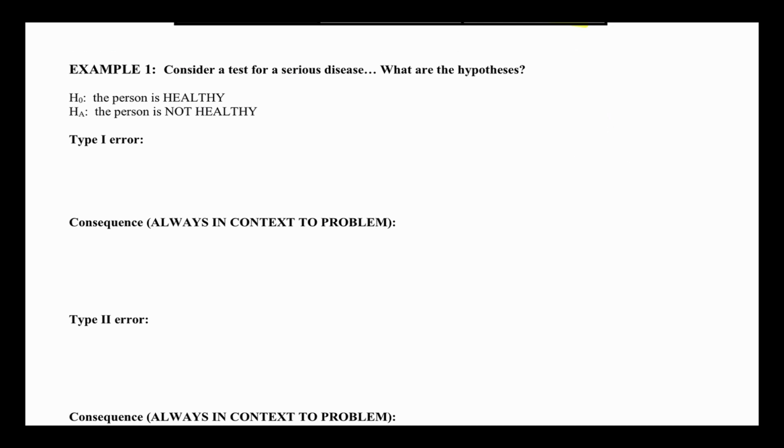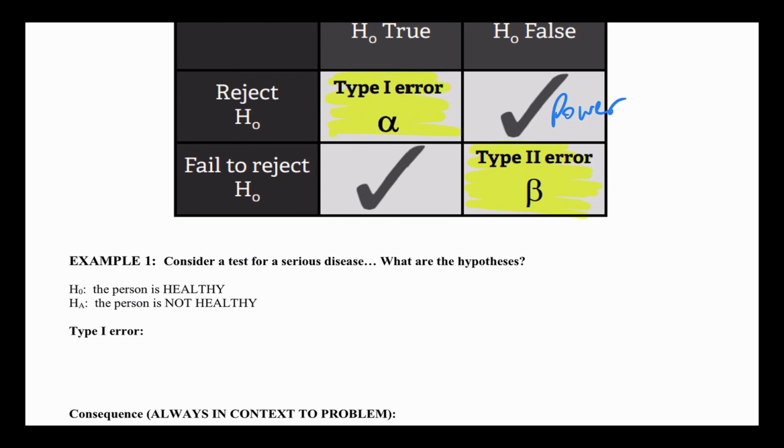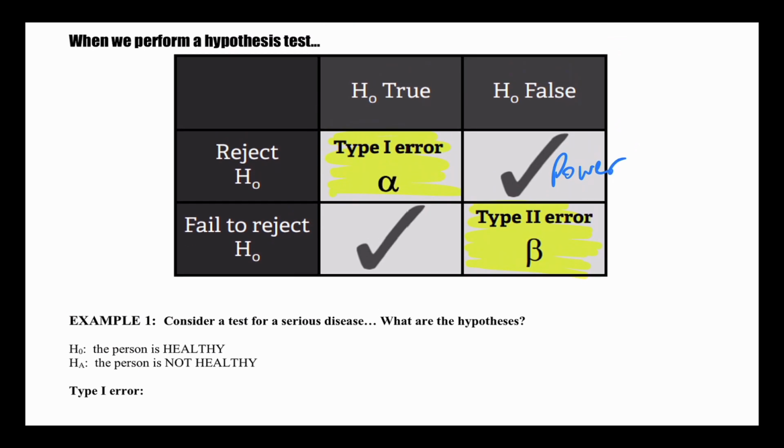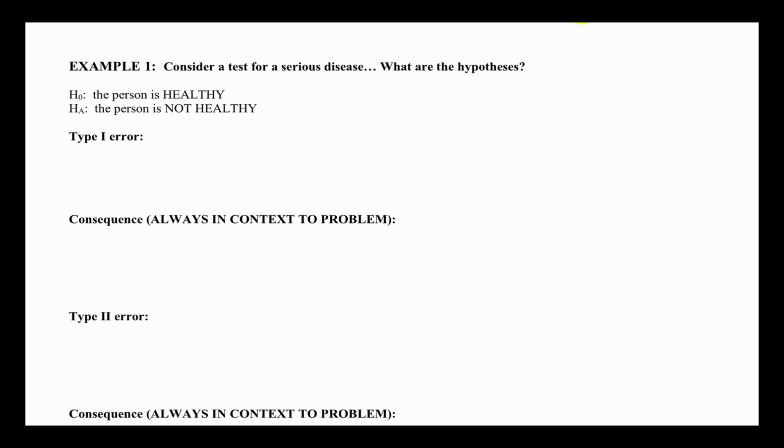What would a type 1 error look like? If a type 1 error is made, what would that look like? So for a type 1 error to happen, do I reject or fail to reject? For a type 1 error to happen, I have to reject. So rejecting the null is saying what? The null was they're healthy. If I reject that, what is that saying? They're not healthy, right? You're not healthy.